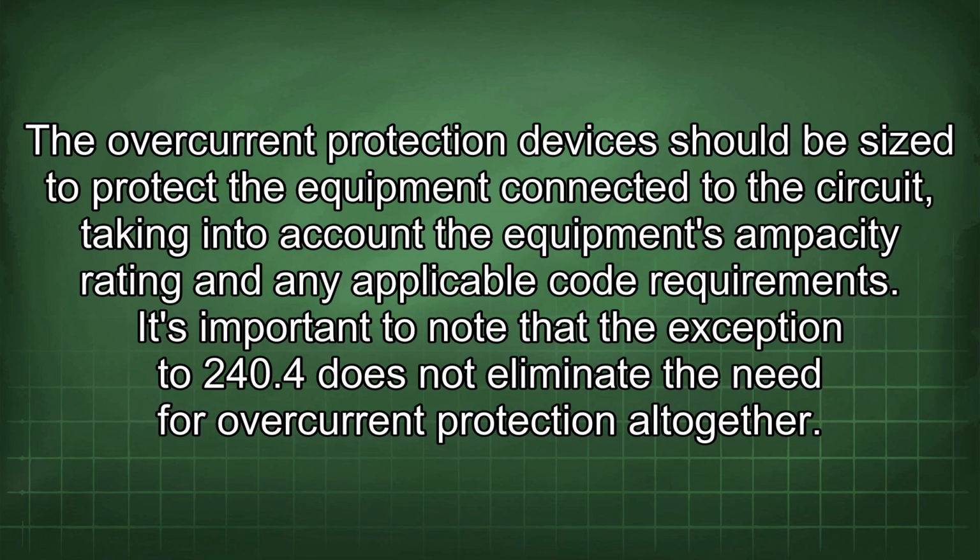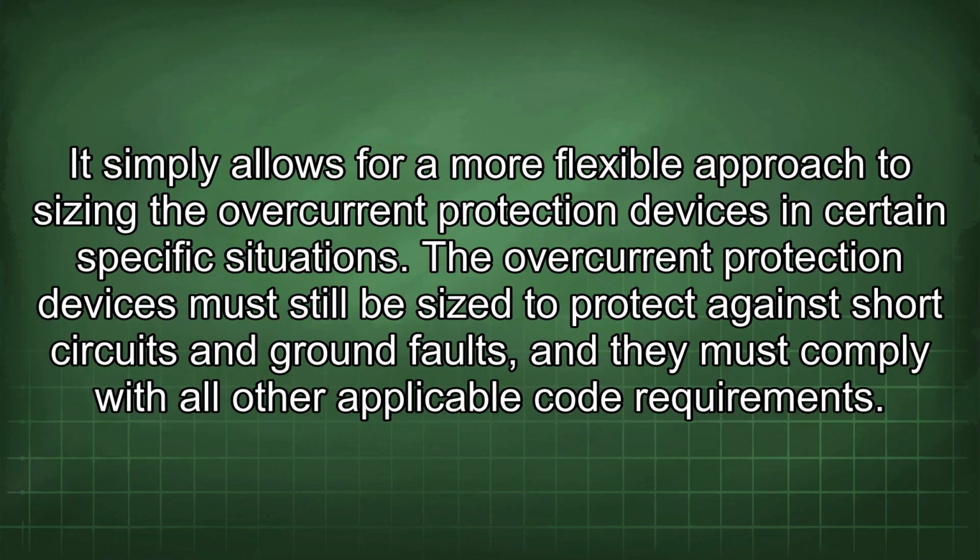The overcurrent protection devices should be sized to protect the equipment connected to the circuit, taking into account the equipment's ampacity rating and any applicable code requirements. It's important to note that the exception to 240.4 does not eliminate the need for overcurrent protection altogether. It simply allows for a more flexible approach to sizing the overcurrent protection devices in certain specific situations. The overcurrent protection devices must still be sized to protect against short circuits and ground faults, and they must comply with all other applicable code requirements.